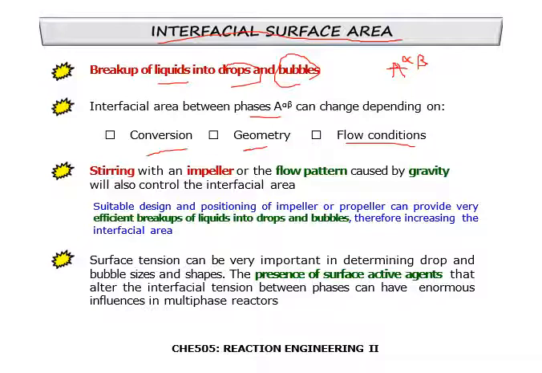So stirring with an impeller or the flow pattern caused by gravity can control the interfacial area. The design and position of the impeller actually affect the efficiency of breaking up liquids into drops and bubbles, and therefore it could increase the interfacial area. The interfacial area has surface tension, and it is a very important element to determine drop and bubble size and shapes. The other factor is the presence of surface active agents that can alter the interfacial tension between phases, which has big effects on surface tension in multiphase reactors.